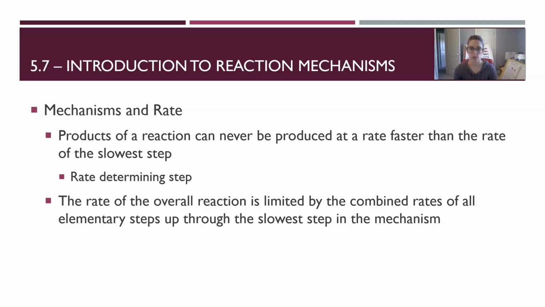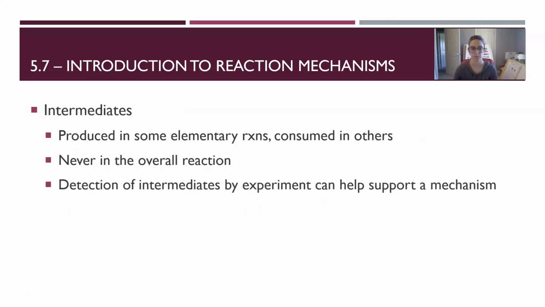The rate of the overall reaction is then limited by the combination of all the elementary steps through the slowest step in the mechanism. Intermediates are produced by elementary reactions and then consumed in others. So these are the species that you'll see in the elementary reactions, but you won't ever see them in the overall reaction equation. The detection of intermediates by different experimental methods is what can help better support a mechanism.